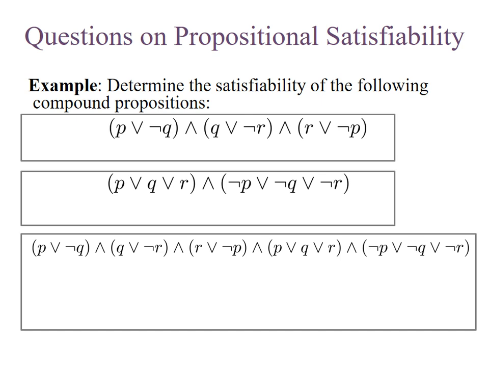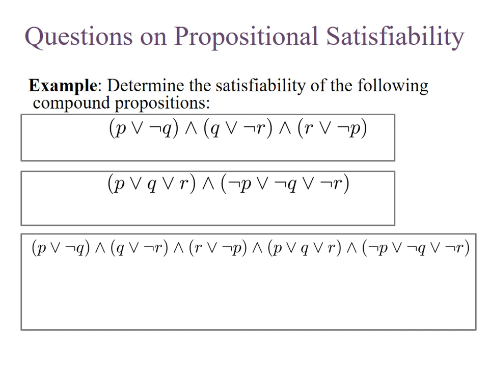Okay, let's take this for the first example. If we have P or not Q, Q or not R, or not P, and we add them together. So how do we discover the assignment? You can see it's very regular, right? P, not Q, Q, not R, not P.